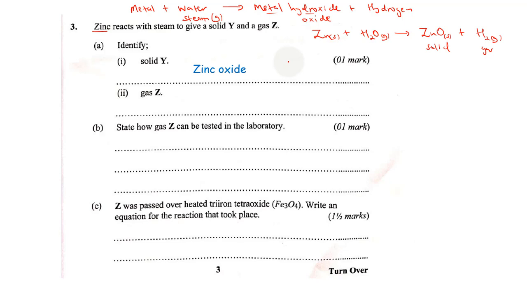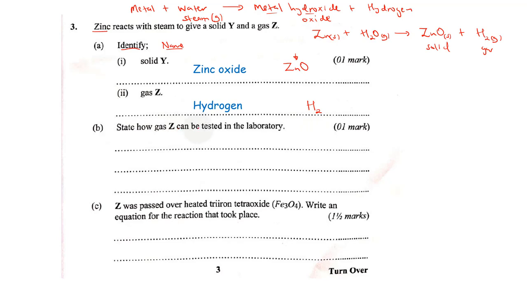You can also just write the formula, because they had said identify. Had they said name, that means we couldn't write the formula. So solid Y is zinc oxide and gas Z is hydrogen, or you can simply just write H2.